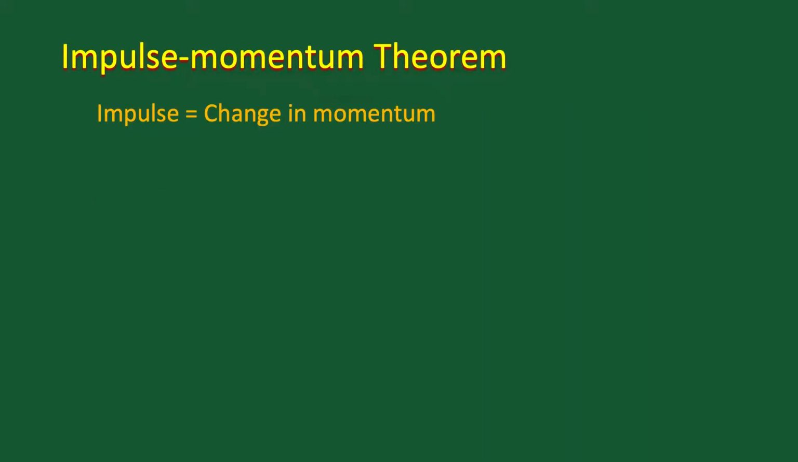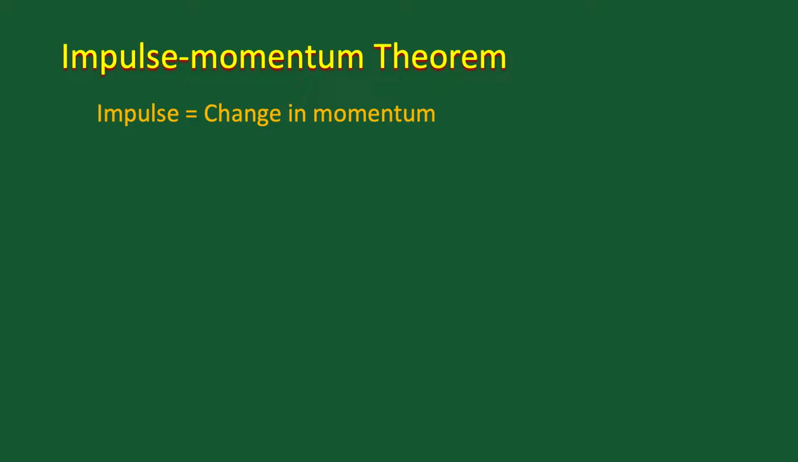Now let's talk about a very important theorem called the impulse momentum theorem. The impulse momentum theorem tells us that if you want to change the momentum of an object, you need to provide impulse to the object. Let's derive an expression for the impulse momentum theorem.